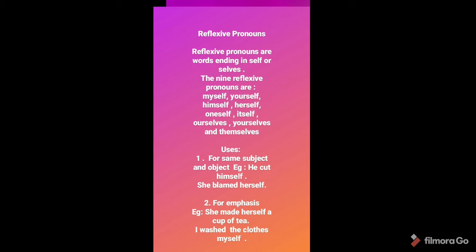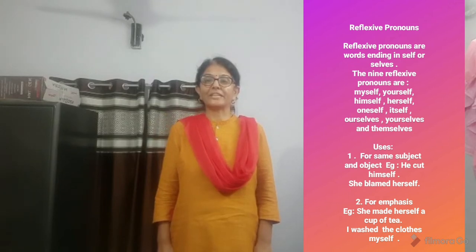There is one more use, and that is for emphasis. Means to emphasize any fact, to lay a stress on any fact. She made herself a cup of tea. Means herself, no one else, no one was there. She herself made. One more example, I wash the clothes myself. Means I myself washed. No one was there to help me. I washed all clothes myself. You can see the example in your lesson also.